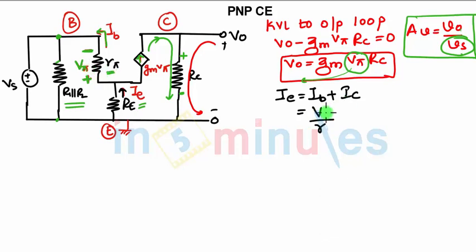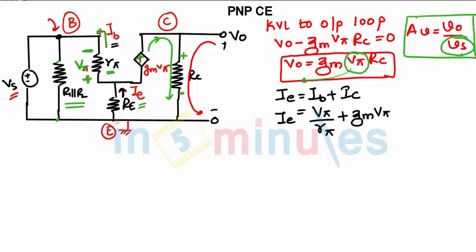What is the voltage? V pi. What is the resistance? R pi. So I can replace IB as V pi upon R pi. Then I can replace IC as gm into V pi. So instead of writing IE, I can write V pi upon R pi plus gm into V pi.